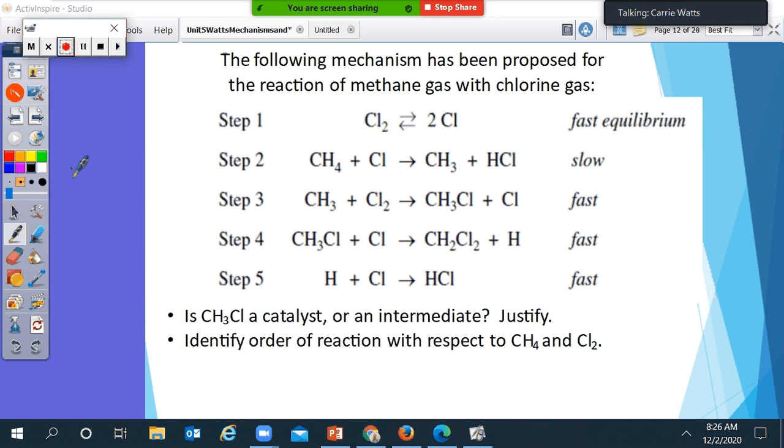So let's practice again. Now this is an actual problem. It says the following mechanism is proposed for the reaction of methane gas with chlorine gas. Is CH3Cl a catalyst or an intermediate? Justify. Then identify the order of reaction with respect to methane and chlorine.